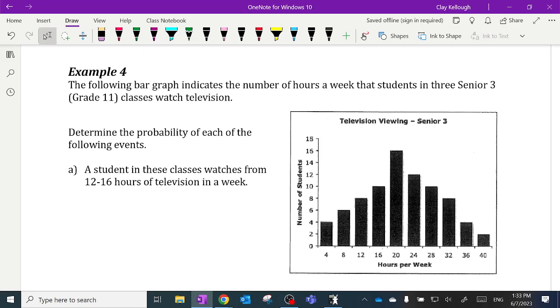Okay, so the following bar graph indicates the number of hours a week that students in grade 11 classes watch television. Obviously, this is from an old book. You guys probably don't watch television the way previous generations would have. But let's play along. What's the probability? Could you imagine somebody? No, it's per week. It is per week. 20 hours a week. Well, okay, maybe this isn't such an old textbook then, because I think television watching is way down now that more people are on the internet.